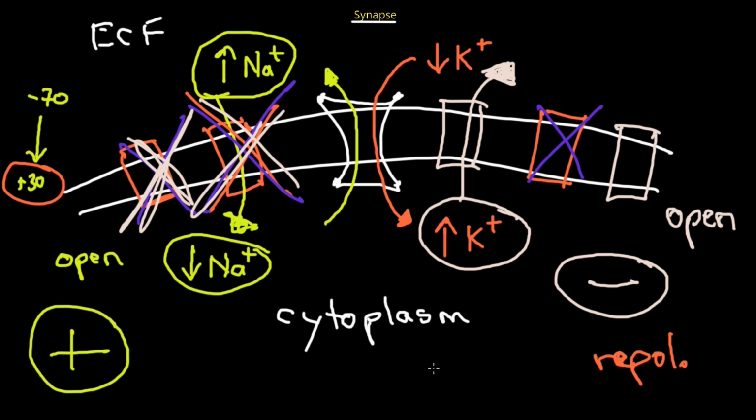This is how it occurs down the axon, where it goes from one node of Ranvier to the next node of Ranvier. And that's how the membrane is going to be depolarized and how it's going to activate the signal, and it's going to be transmitted from one part of the cell to the next part.